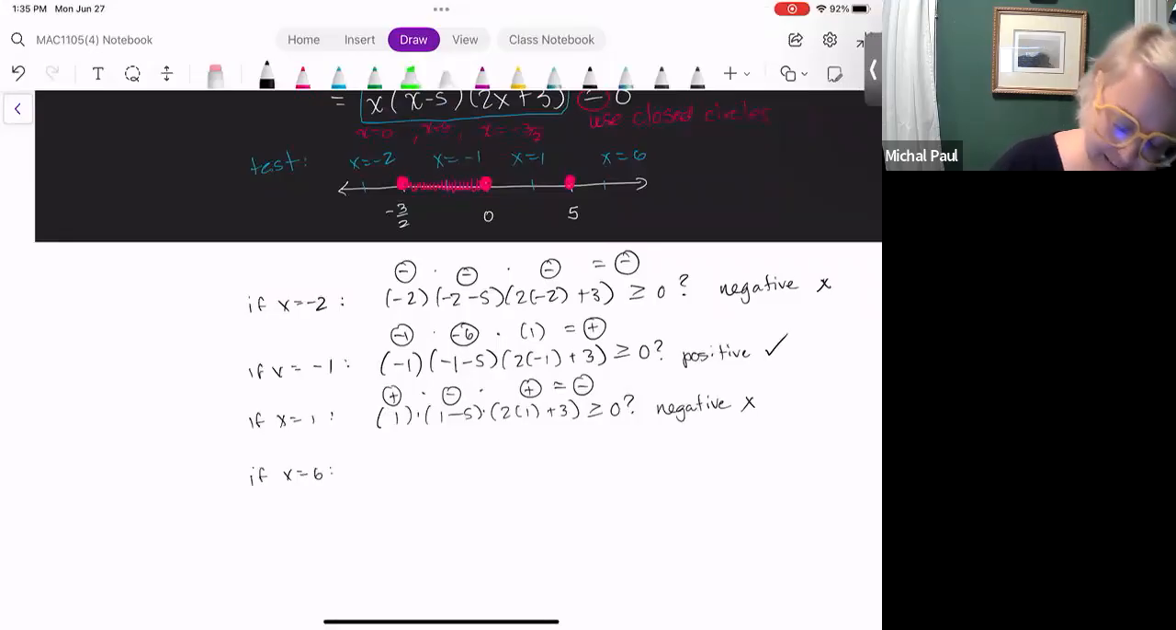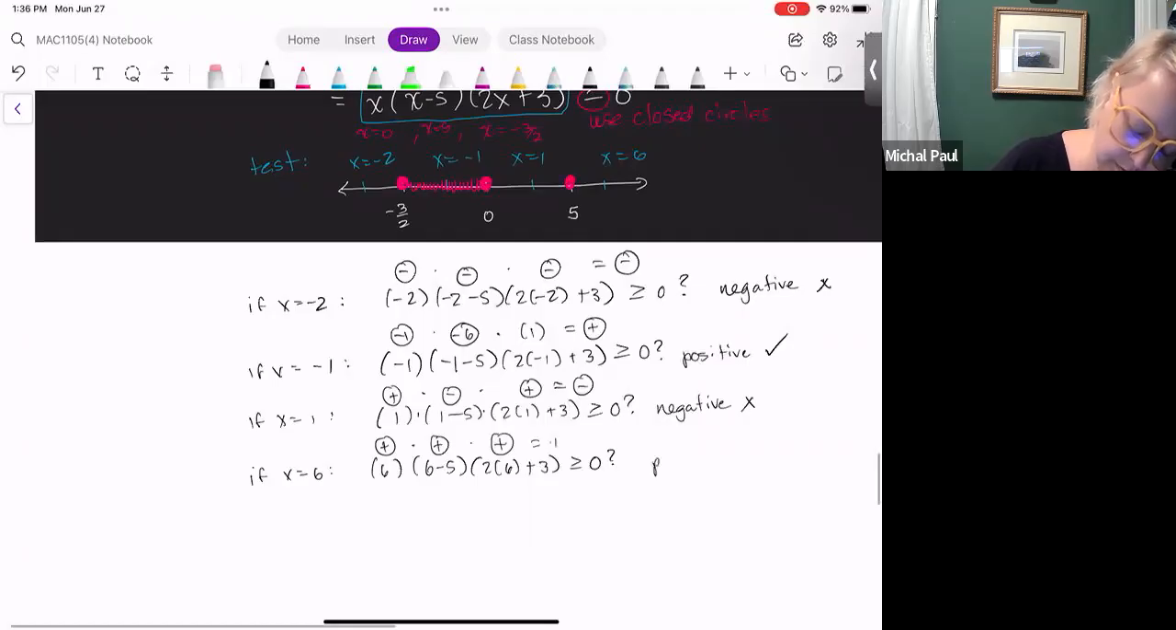If x is 6, we get 6 times 6 minus 5 times 2 times 6 plus 3. This is positive. 6 minus 5 is positive. 2 times 6 is 12, plus 3 is 15, and that's positive. So the product is going to be positive, which means that this part of the region is also in my answer.